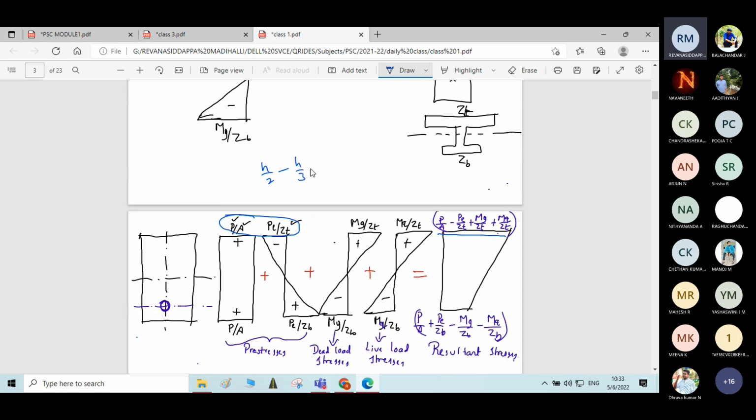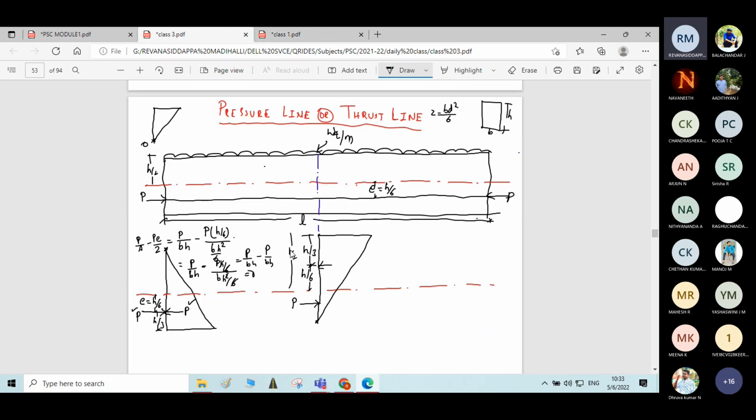If you do, you will get 3h minus 2h divided by 6, h by 6. So the same thing I have written here. In the overall half of the depth, if you deduct h by 3, you will get h by 6. Therefore the thrust line will be shifted at a distance of h by 6 from the neutral axis at the center of the span. Okay, this much you understand.